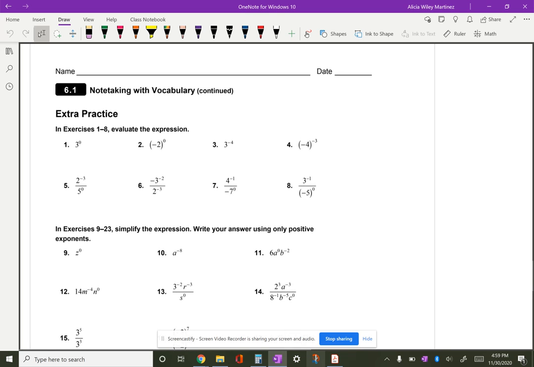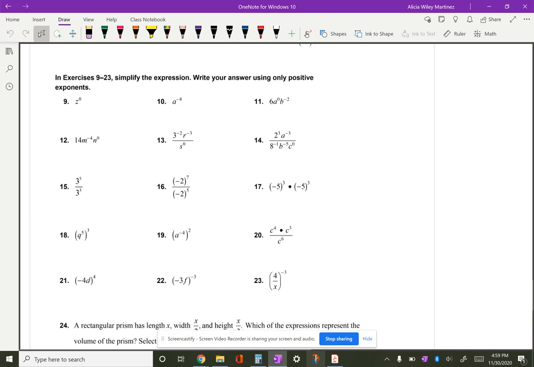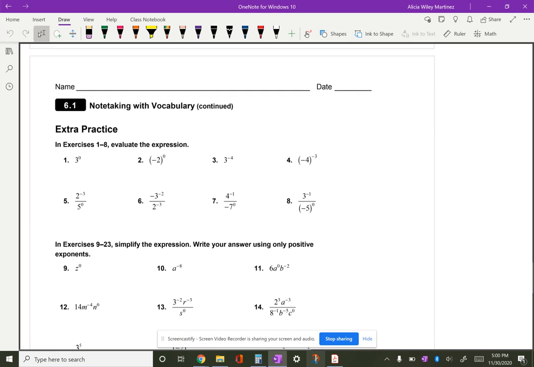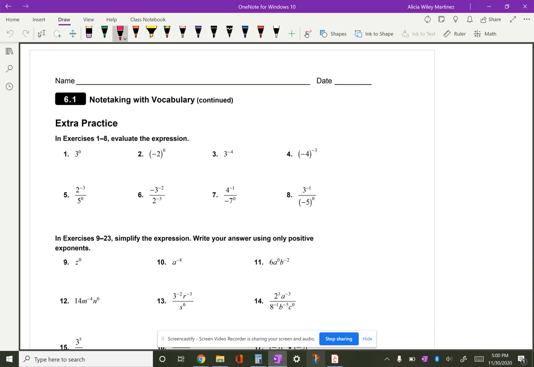Hello, Algebra 1. I am looking at section 6.1 of your student journal. This is on page 172, so if you want to follow along, you can. I'm going to do a few examples to help you with your homework.